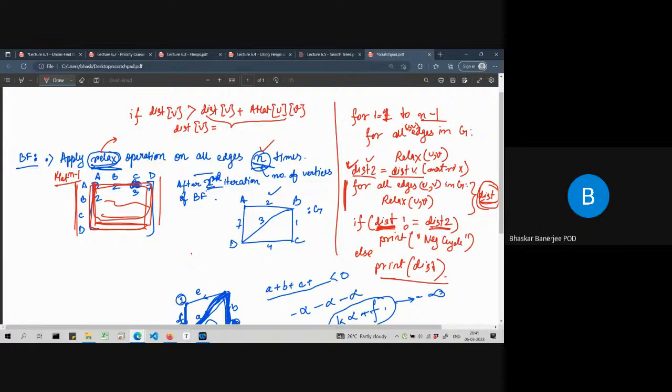Why it will never increase is because the relax operation can never increase a distance. Okay. So just go through the code. By directly seeing this pseudocode, you can implement Bellman-Ford. All you have to do, in Python at least, is very easy. So you don't have to think much about it.